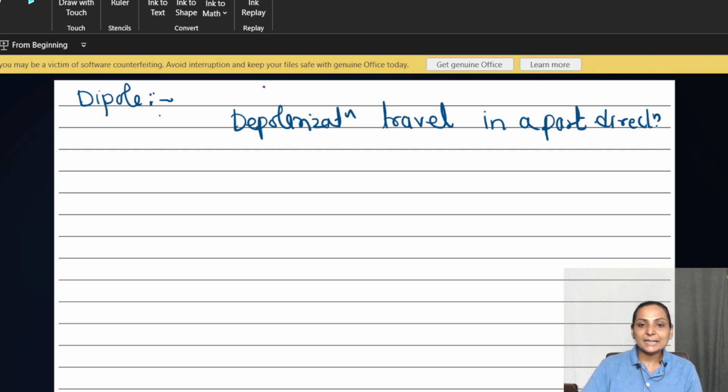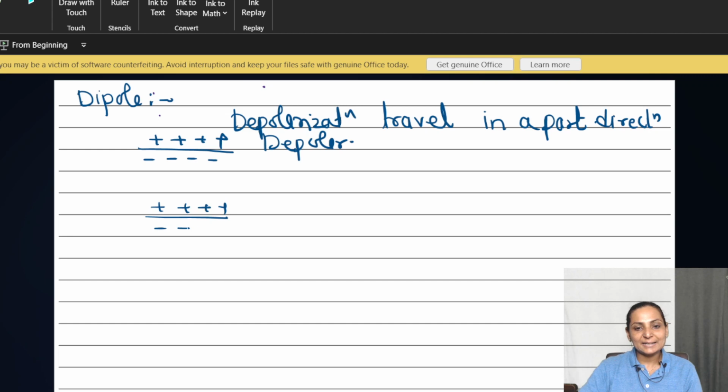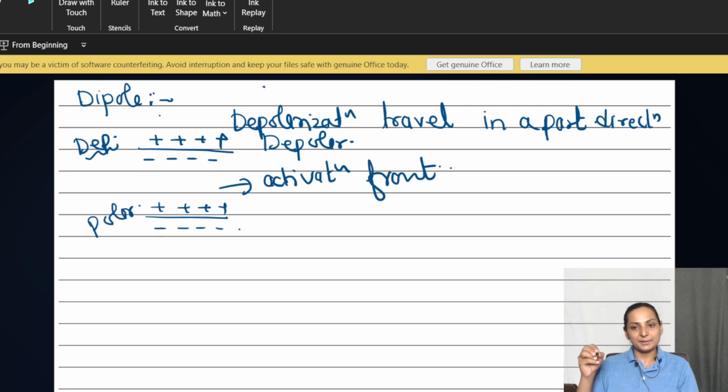The part that is getting depolarized will become negative outside and positive inside. The adjacent or neighboring part which is yet to be depolarized will be positive outside and negative inside. So there is a demarcation, a line that separates the depolarized part from the polarized part. This line is called the activation front, right?